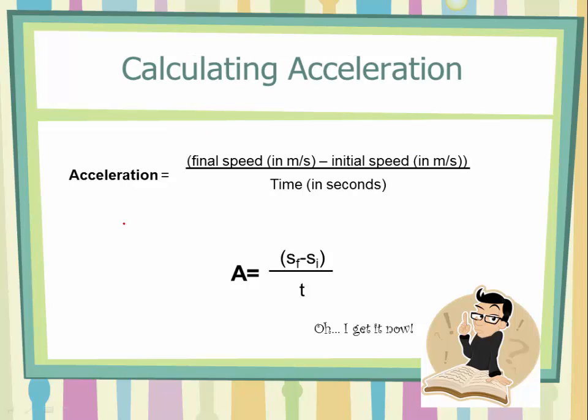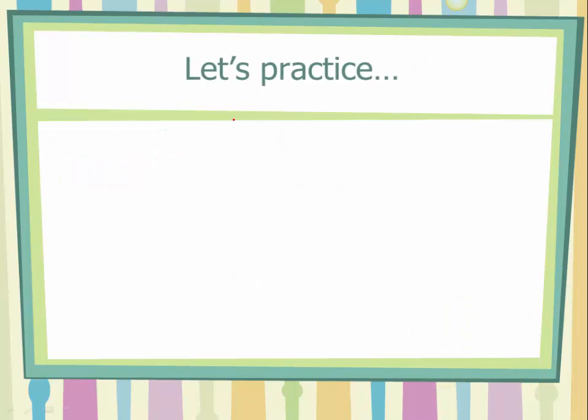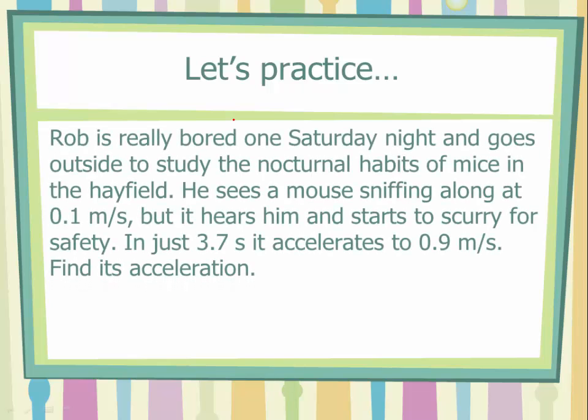Alright, so now we can find the acceleration using this equation because now we understand what speed is. So let's practice. Rob is really bored one Saturday night and goes outside to study the nocturnal habits of mice in the hayfield. He sees a mouse scurrying along at 0.1 meters per second, but it hears him and starts to scurry for safety. In just 3.7 seconds, it accelerates to 0.9 meters per second. So we're going to find the acceleration.